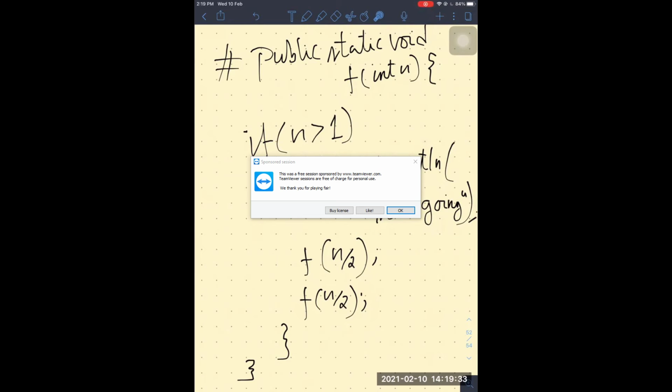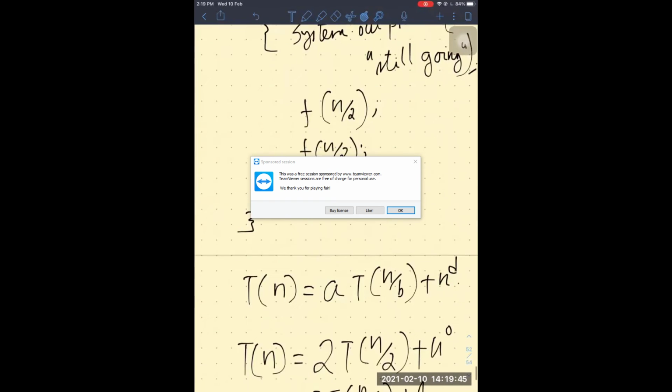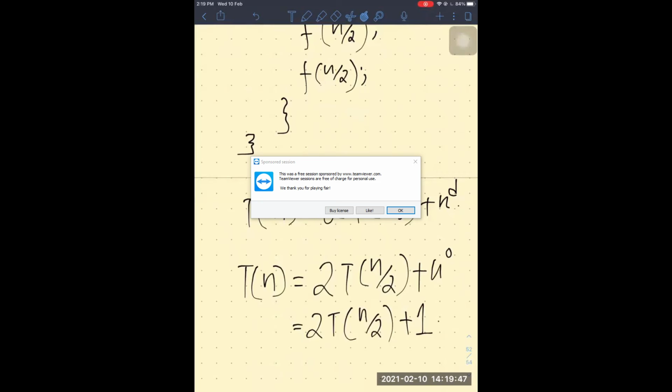In case you are printing 2 times, in that case, d would have been something else. Yeah, the constant would have increased if we had printed twice. It would have been 2 times n to the power 0. So d would have remained 0. The constant would have changed. Got it.